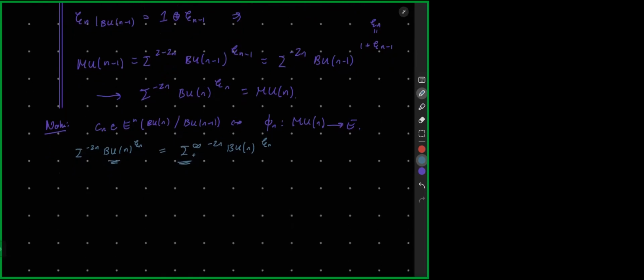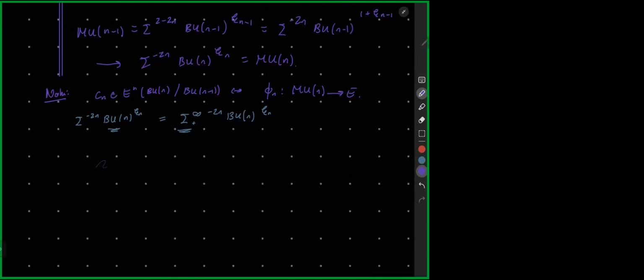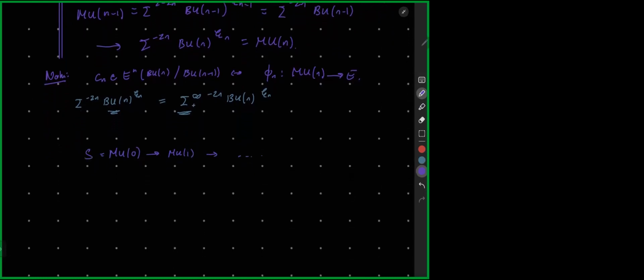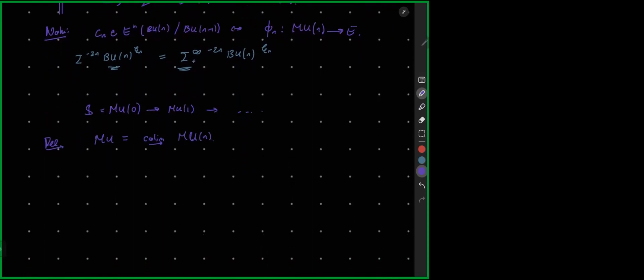Okay, but in any case, this will actually give us a series of maps from MU_0 to MU_1 all the way up. Note that MU_0 is just the sphere spectrum, and then I'm going to define MU to be the colimit over all of these guys.